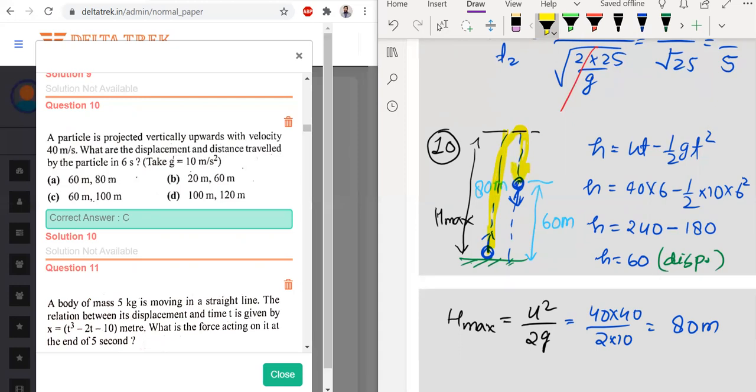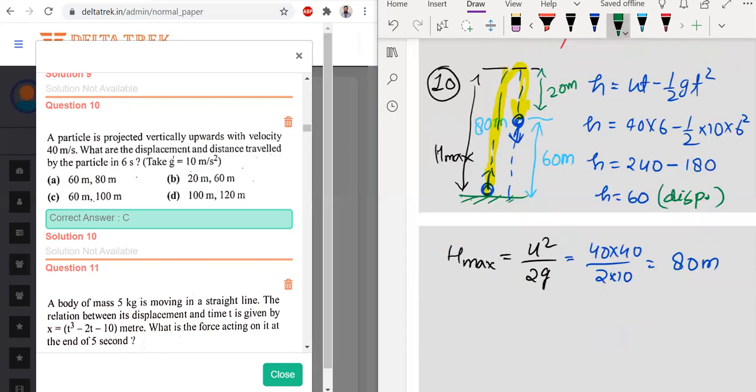So the distance will be, first it will go 80 meter up, and then the remaining 20 meter down. This is what our distance is. So it is 100 meter. So distance is 100 meter while the displacement is 60 meter. So what is asked in the question? First displacement, then distance. That means 60, 100 will be the correct answer.